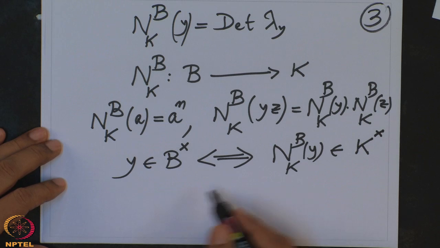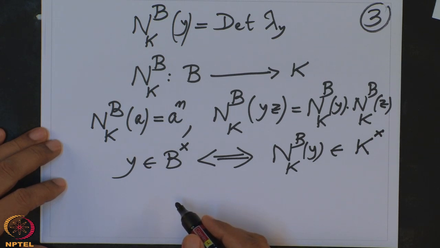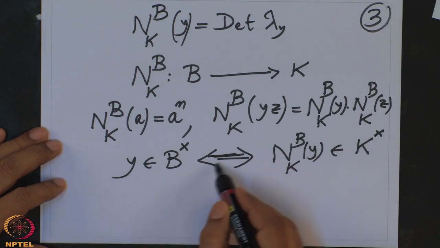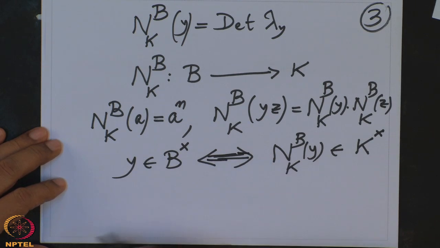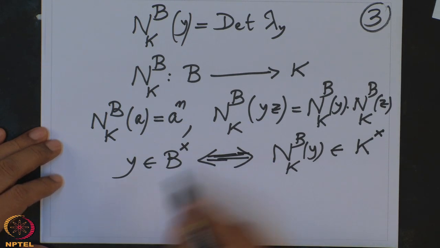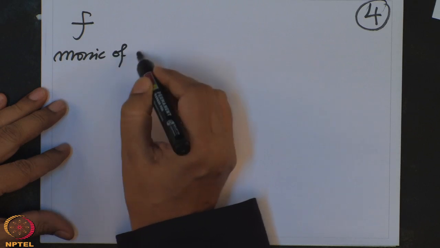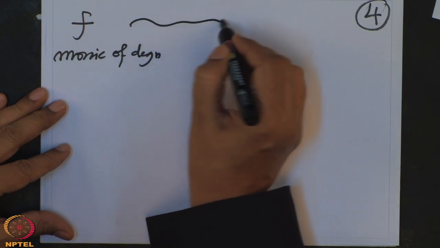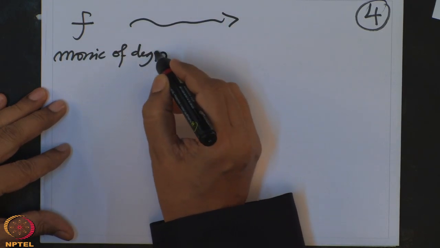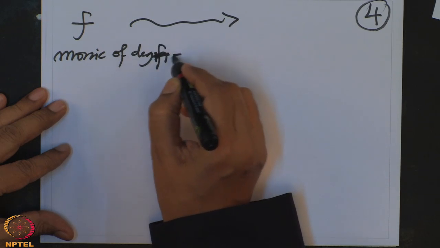This norm is also used to study some special properties of B, namely what the units are, and so on. I will not go too much into this. Now, I want to write down a formula for the discriminant in terms of this norm. So we have given f, monic of degree n, the degree of f equal to n.